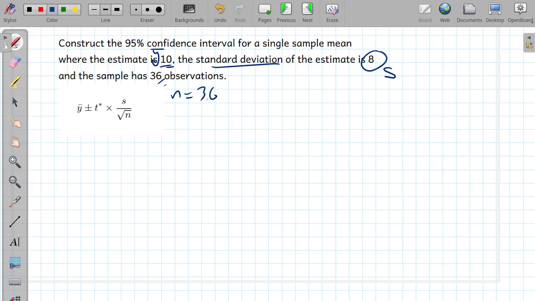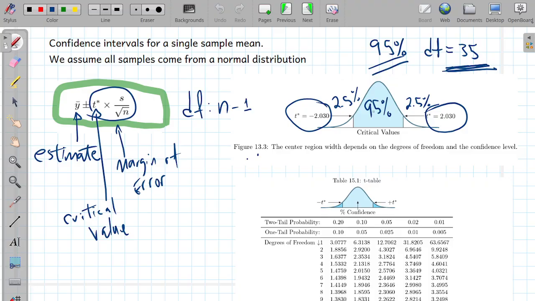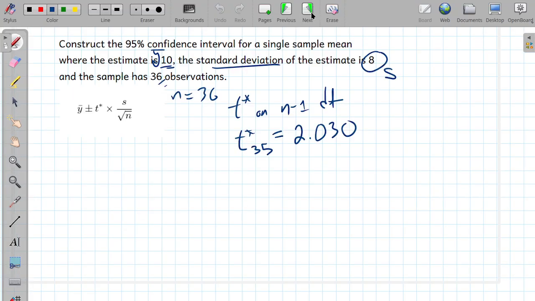The only thing left to find now is the critical value. So t star will be on n minus 1 degrees of freedom, so t star is on 35, and I have all this already worked out. Our critical value is 2.030. And that, of course, is coincidental because that's what we have back here on this one. So let's keep on going.